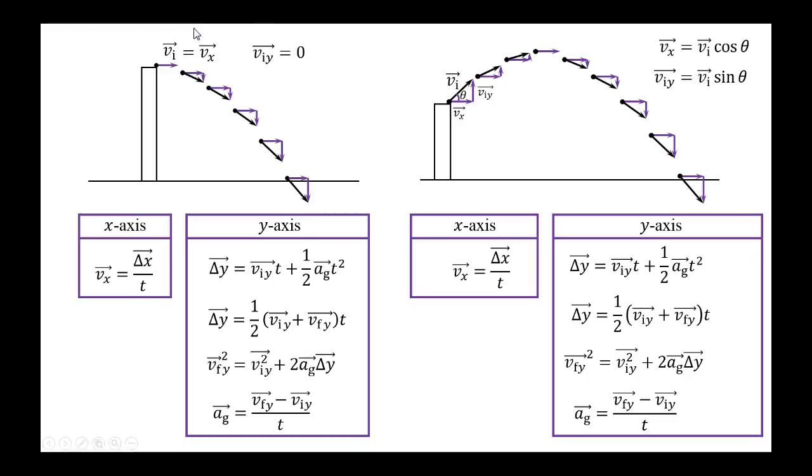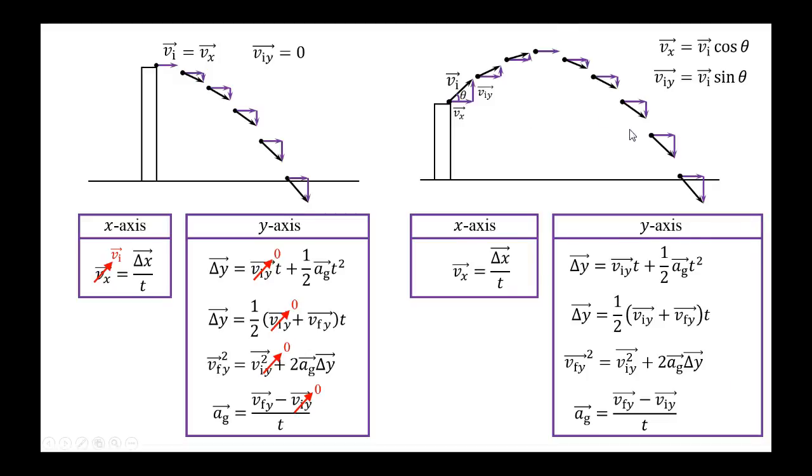So look back to the top, and then look over here. On the left side, Vx is equal to the initial velocity Vi, and the y-axis initial velocity, these velocities are all 0 initially.